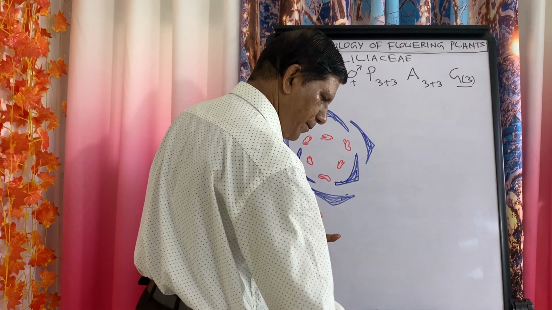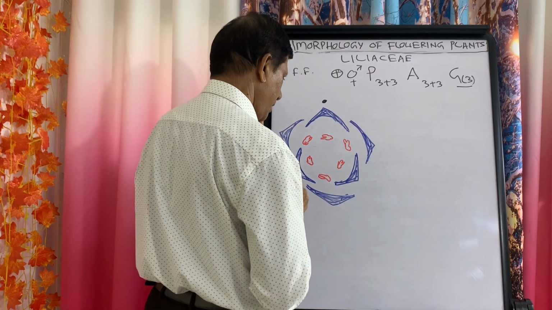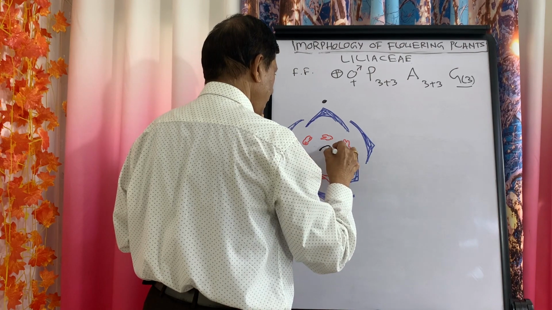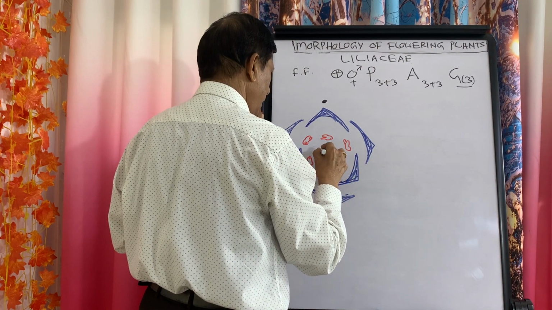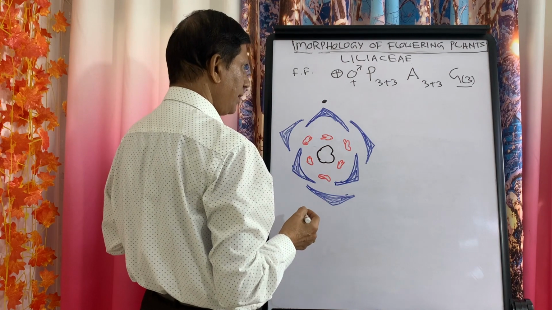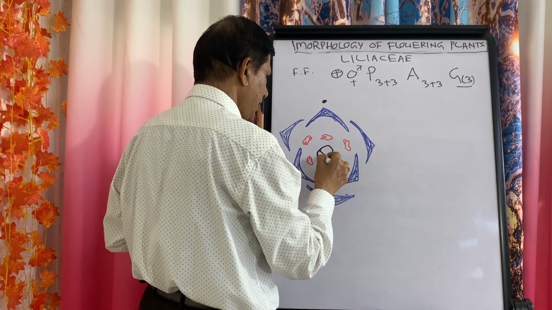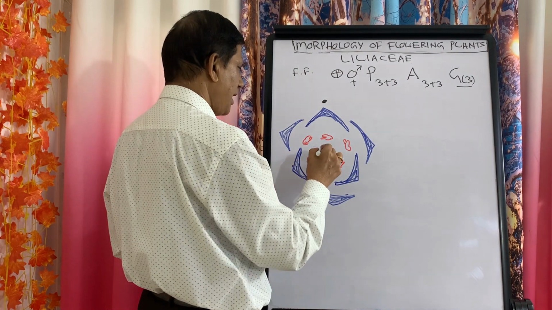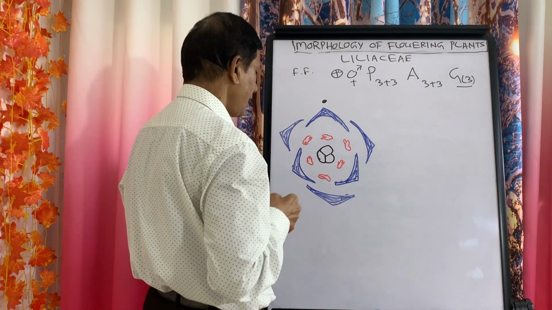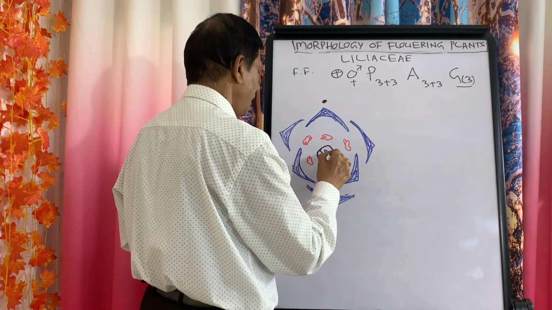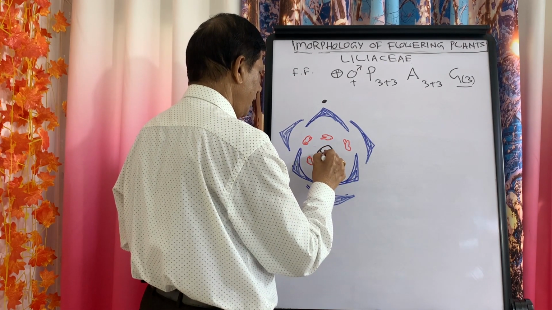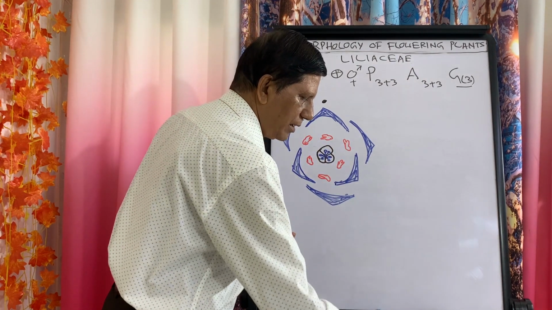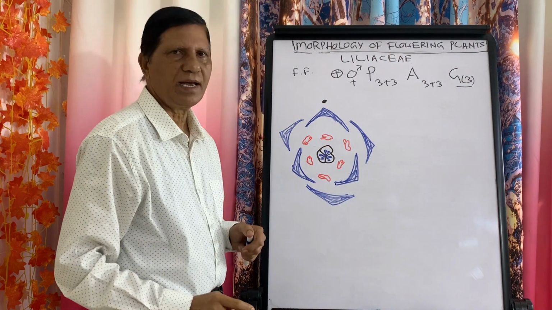Then we will draw the gynoecium. It is tricarpellary. So you see this is tricarpellary, and also it is axile placentation. So now it is tricarpellary, trilocular, and axile placentation. So from this, now we'll be able to write most of the characters.